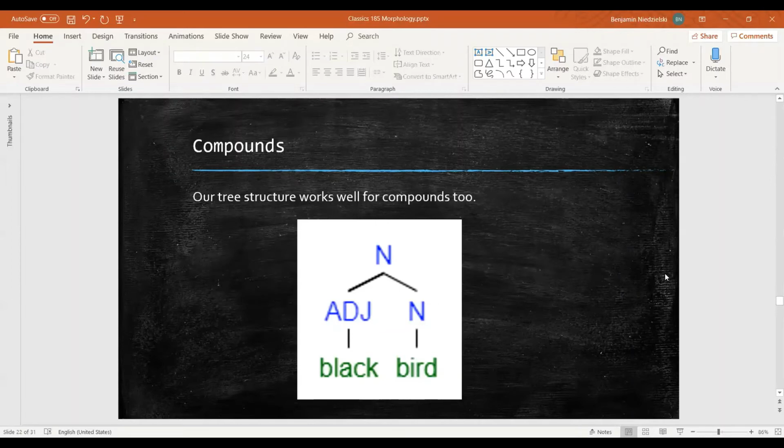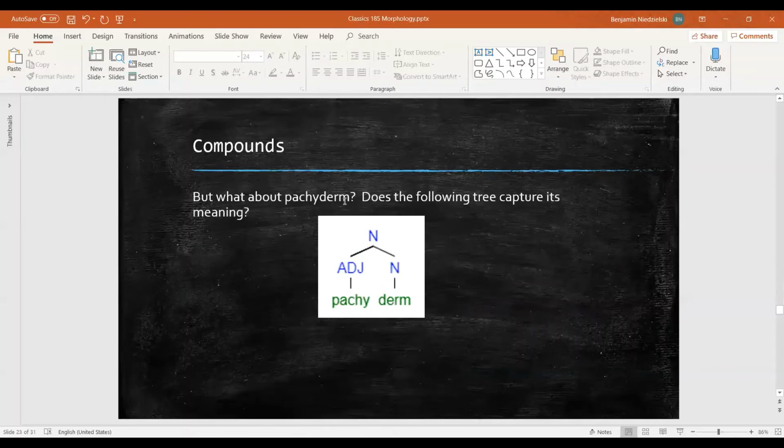On first glance, our tree structure approach to morphology seems to work for compounds too. If we look at the word blackbird, we see that we take bird, a noun, and we attach an adjective, black, our two roots, to get a noun, blackbird. Okay, that seems all right, but now let's look at the word pachyderm. Although you may not think of it as one, based on our definition, pachyderm is also a compound. We have two different roots put together.